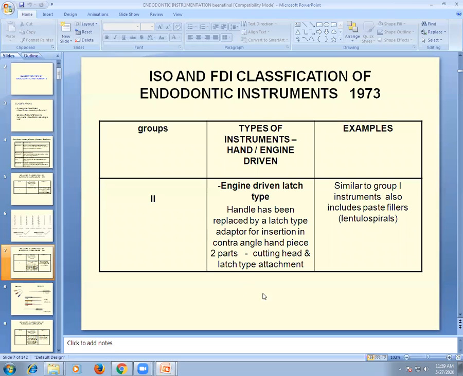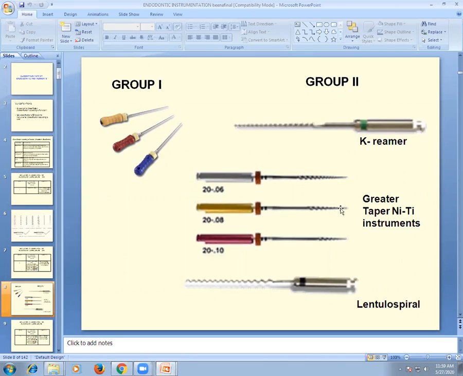In this, the instruments are similar to group 1, just that they have a latch type thing so that they can be inserted into the hand piece. I'll show you the picture. See, these are the engine driven latch type. These are group 1. Okay, there is no latch. You can see in the picture there's no latch in group 1. In group 2, there is a latch, so you can make out this latch. This can be inserted into the electronic handpiece, or you can say the quadrangle handpiece.